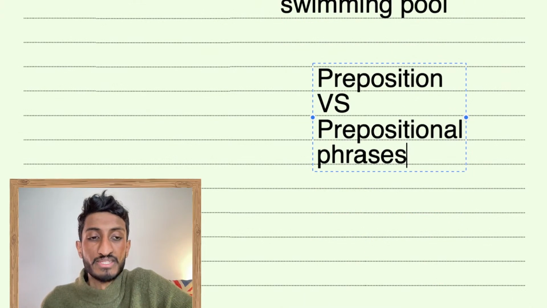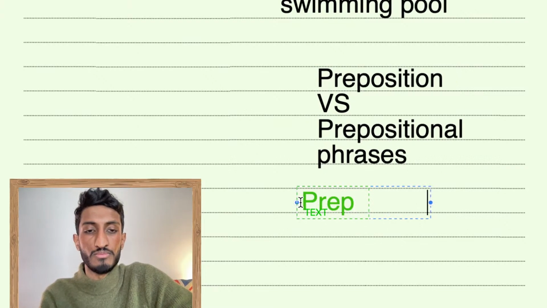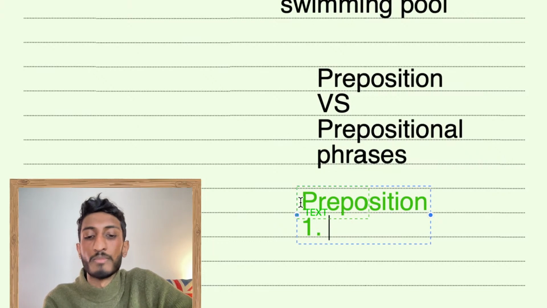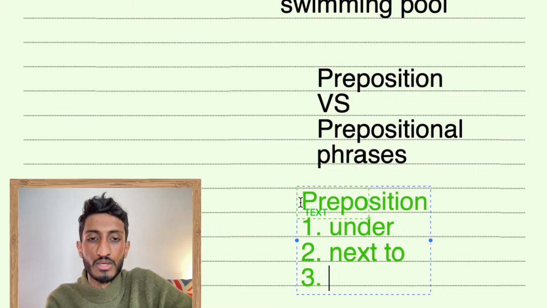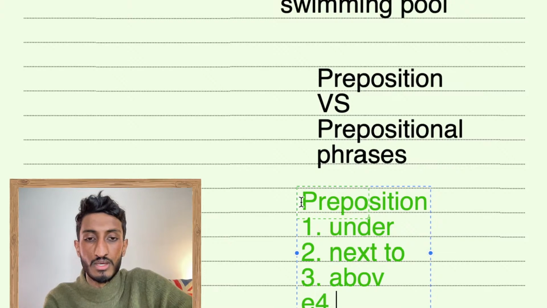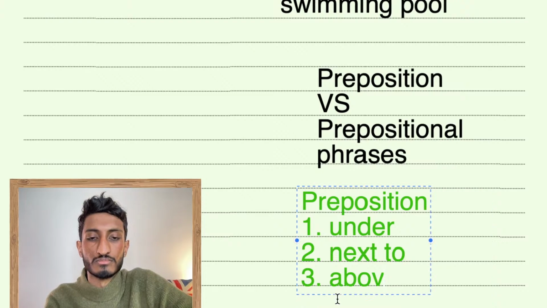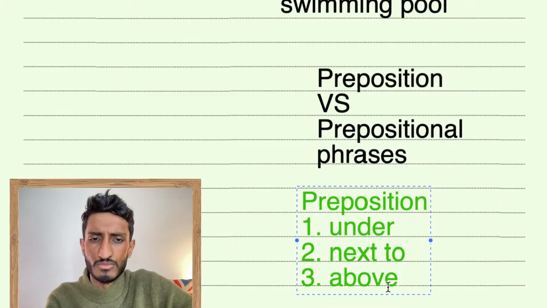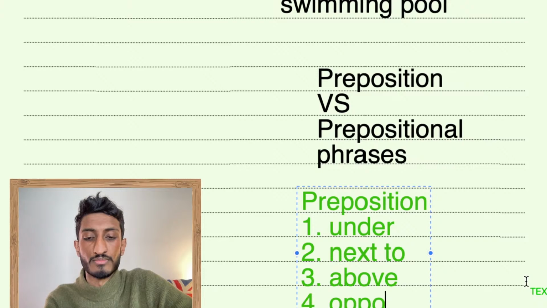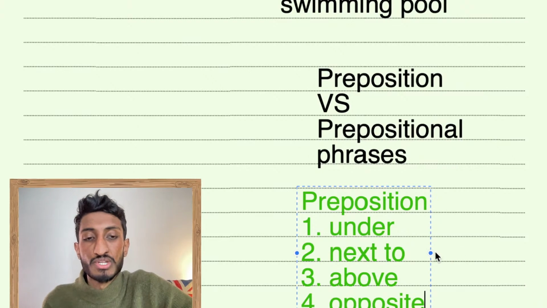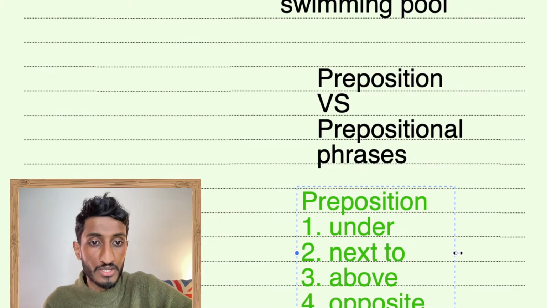So, in terms of a preposition, let me give you some examples. So, under could be one. Next to, above, why is it doing, why, okay. Number 4, we also have opposite. So a preposition is a word which tells you where something is. It's as simple as that. It tells you where something is.